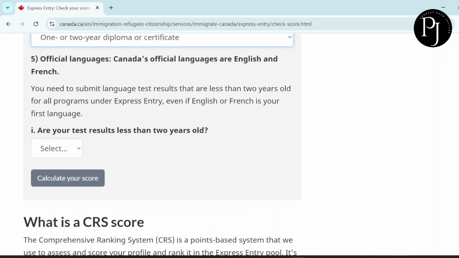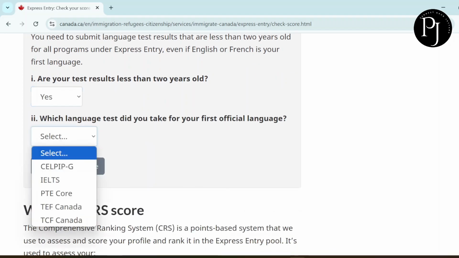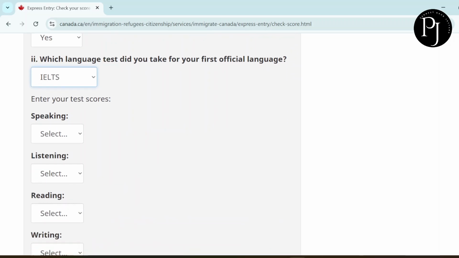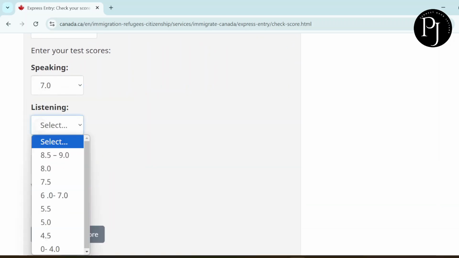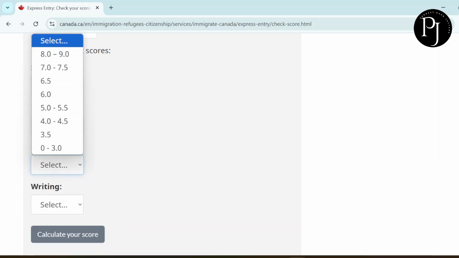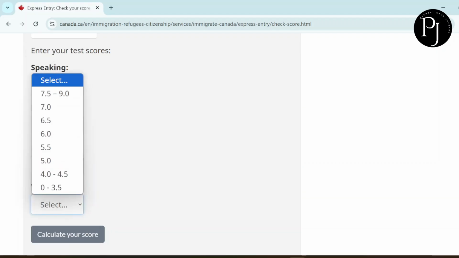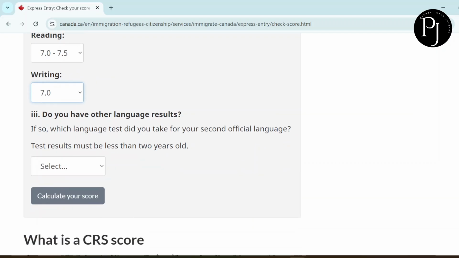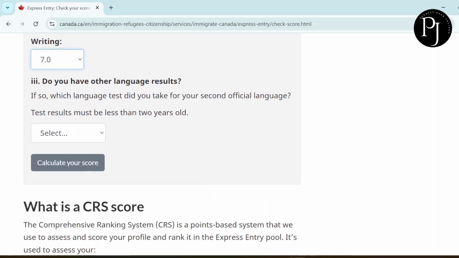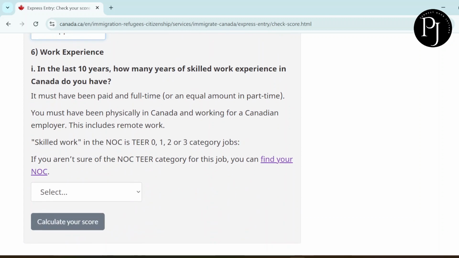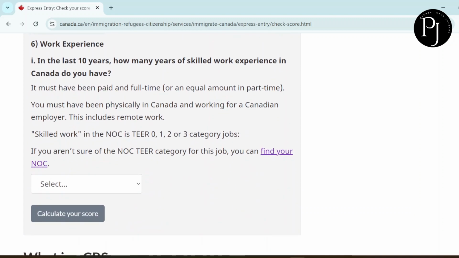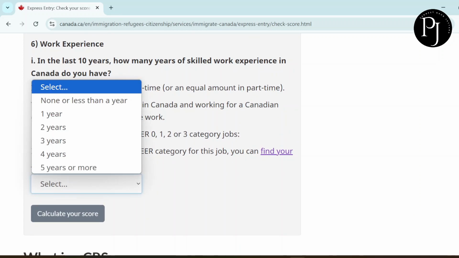So the next question is, Canada's official languages are English and French. So if I have any test results, yes, I do have. Which language test? So it's IELTS. Then it says speaking, I do have 7, then 8 for listening, then reading this score, and then writing. The next question is, do you have other language results? No, not applicable.